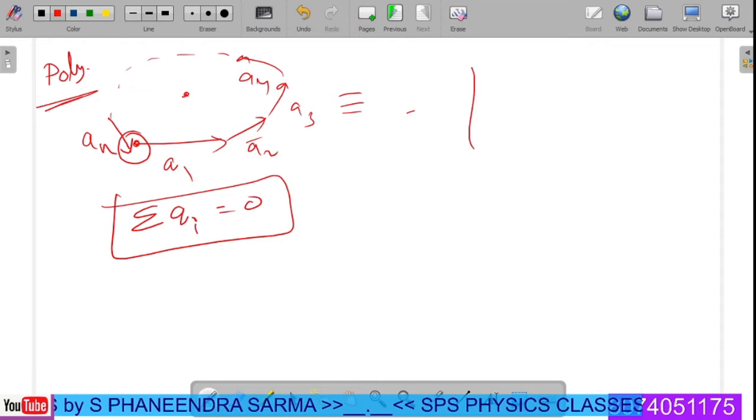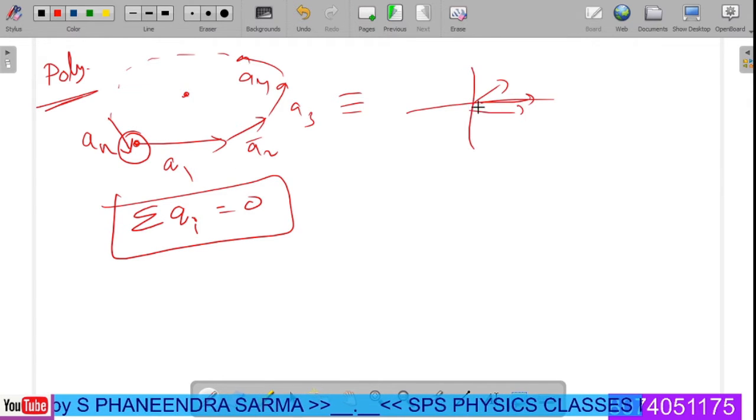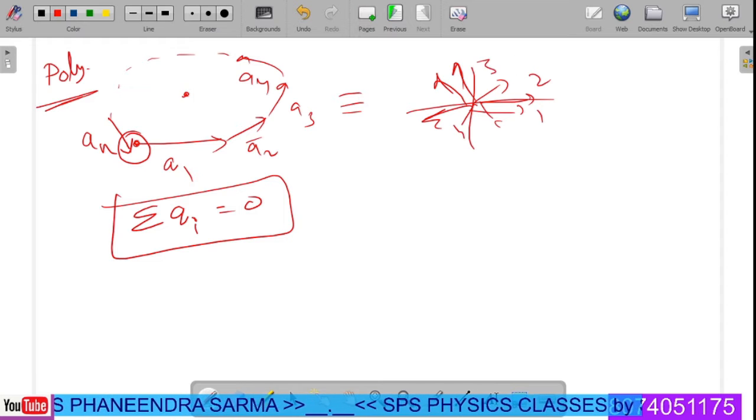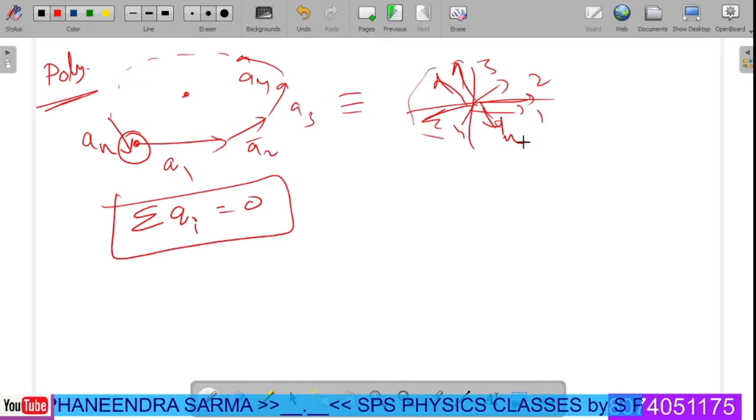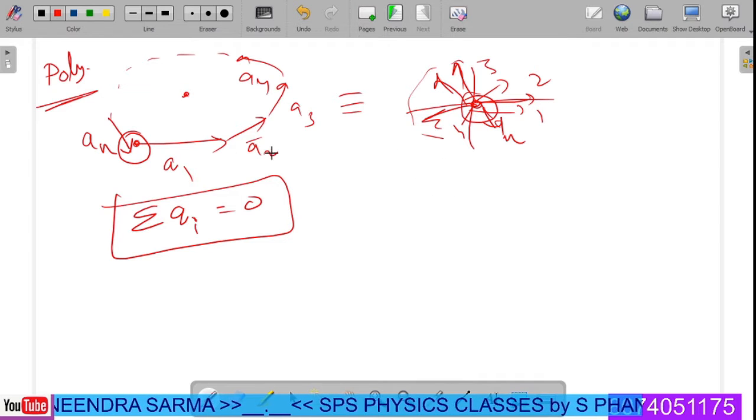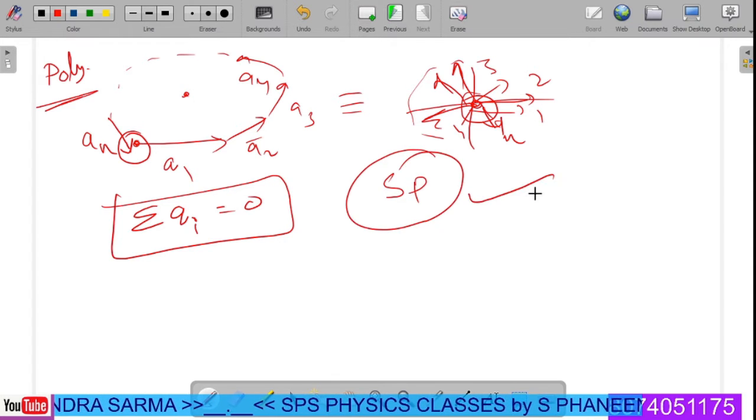That means these are all the different types of forces we are considering: 1, 2, 3, up to n number of forces. In such a case, the summation of all forces with respect to the origin is going to be 0. That's called the polygon law of vectors. Generally, the polygon law of vectors also comes under the superposition principle of different cases.